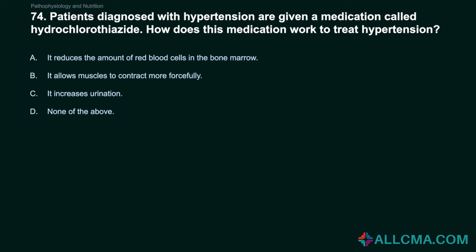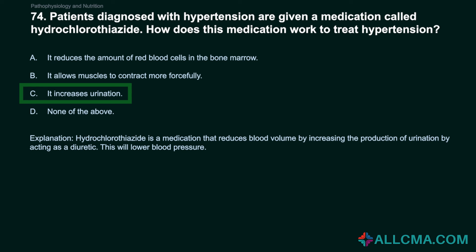74. Patients diagnosed with hypertension are given a medication called hydrochlorothiazide. How does this medication work to treat hypertension? A. It reduces the amount of red blood cells in the bone marrow. B. It allows muscles to contract more forcefully. C. It increases urination. D. None of the above. Correct answer: C. It increases urination. Hydrochlorothiazide is a medication that reduces blood volume by increasing the production of urination by acting as a diuretic. This will lower blood pressure.